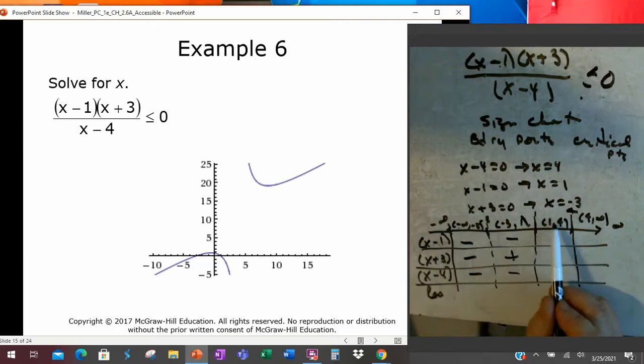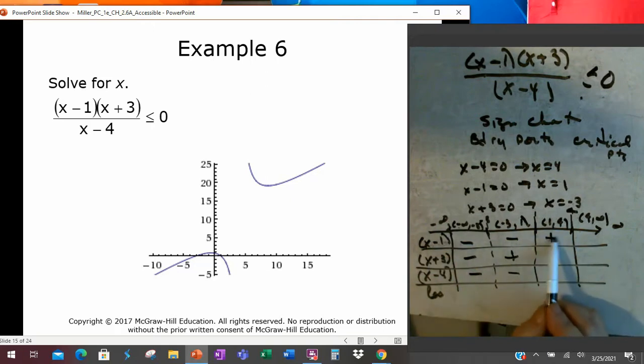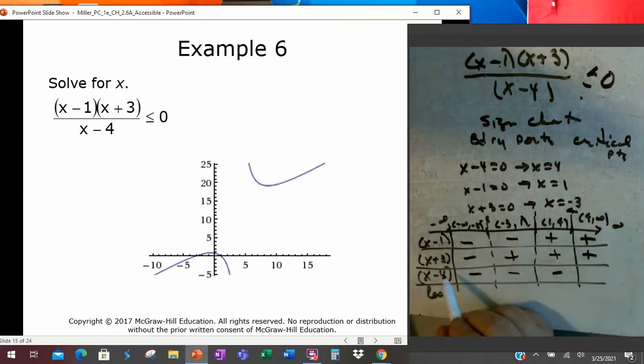Now I've got to pick out something in here. Let's do 2. 2 minus 1, that's positive. 2 plus 3 is positive. 2 minus 4 is negative. Okay, so this one changed sign. Now pick out something large, plus 1000: positive, positive, plus 1000, that would be positive.